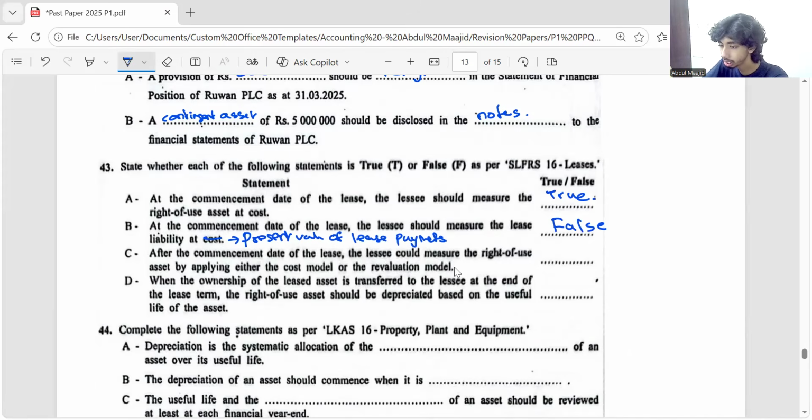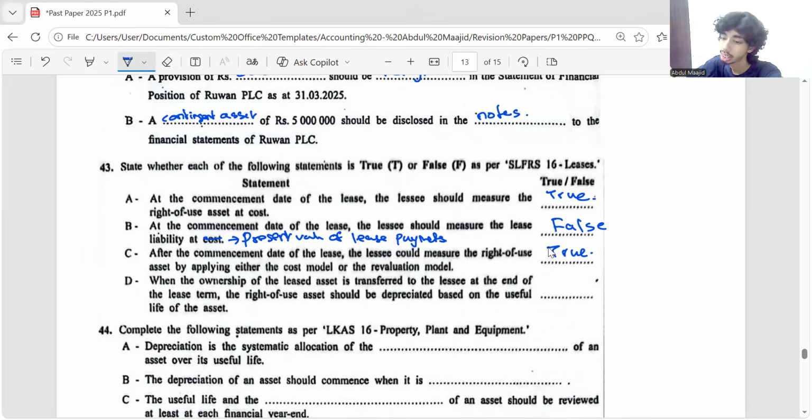After the commencement date of the lease, the lessee could measure the right of use by applying either cost model or revaluation model. That is true, right? Initially, you have to measure it, whether it's PPE or ROU, at cost. Okay. Subsequently, after measuring it at cost initially, you can either decide whether to continue with the cost model, or if you want to revalue, you can revalue it.